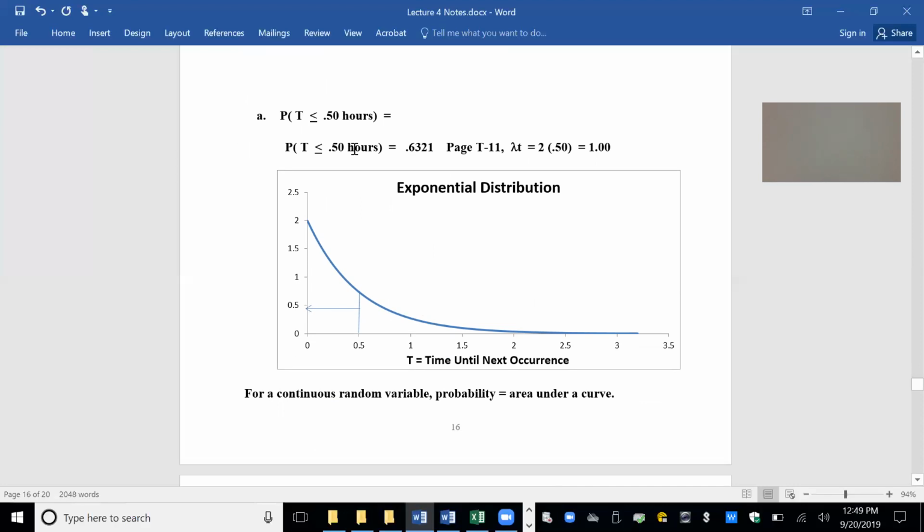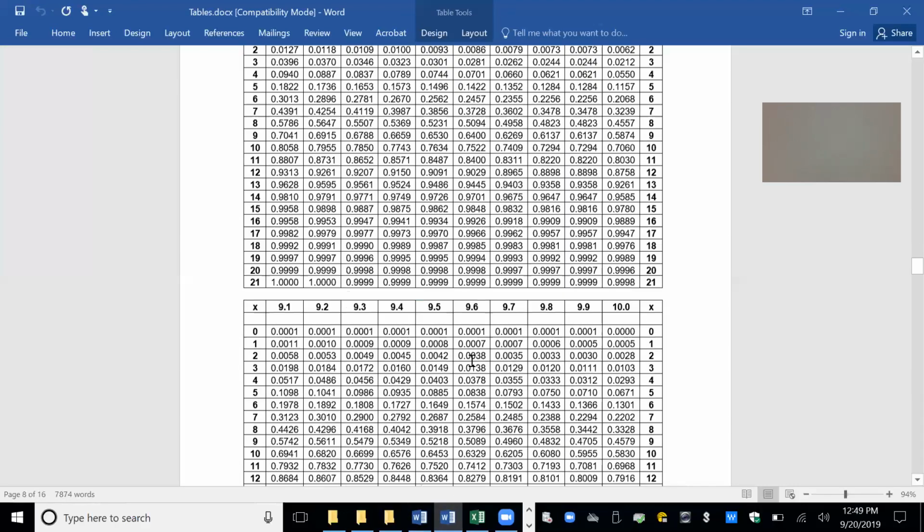Less than or equal to? Obviously, what do we do? Just look it up. Every table we have is a less than or equal to table. They all work identical to each other. Okay, so I head to the exponential distributions.